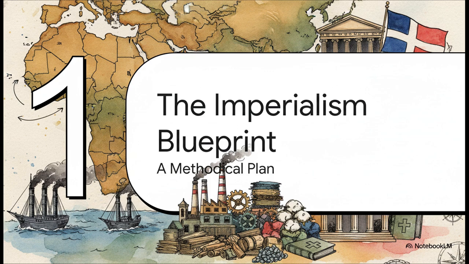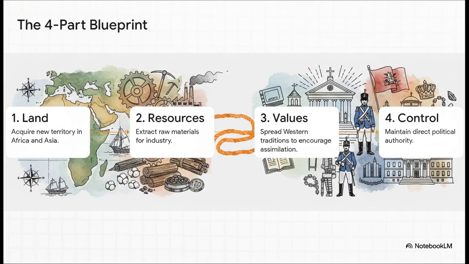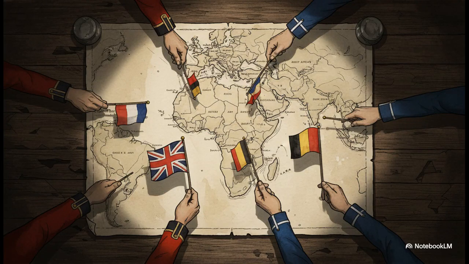So let's lay out the schematics. Here it is, that foundational plan. And you can see how these four pieces build on top of each other. I mean, you can't get the resources without the land, right? And it's a whole lot easier to maintain control if you've already influenced the local culture and values. This wasn't just a to-do list. It was a strategy, a sequence, kind of like a machine with four essential gears that all had to turn together. So, step one, you need the territory.